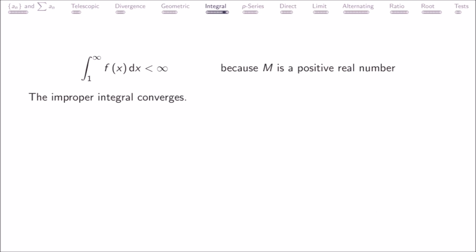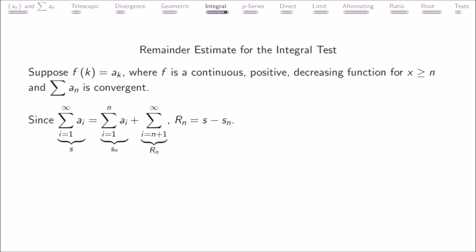Because m is a positive real number, the improper integral converges. Remainder estimate for the integral test. Suppose f of k equals a_k, where f is a continuous positive decreasing function for x greater than or equal to n and series a_n is convergent. Then we have the following.